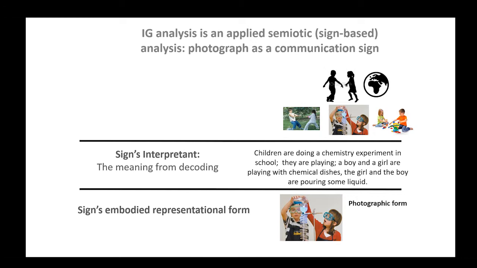So here, at the level of connotative meaning, children are doing a chemistry experiment, but we can also take a more descriptive or denotative meaning, such as a boy and a girl are playing with some chemical dishes, they're pouring some liquid. So there are different layers of decoding here that I will be tackling in a moment further. And the object is basically what this form stands for.